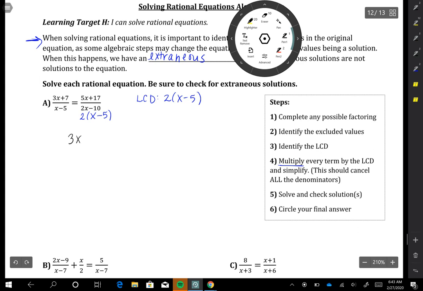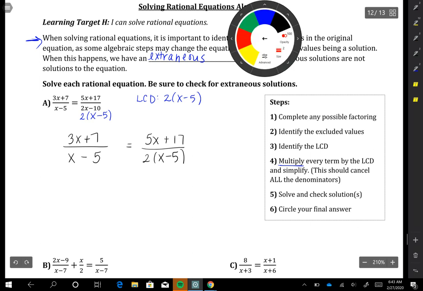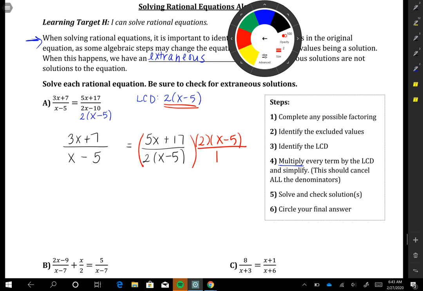I'm going to rewrite my equation down here so I have more room, and I'm going to write the denominator in factored form. The LCD, which we just talked about, is 2 times x minus 5. So I need to multiply every term times 2 times x minus 5, and that's just in the top. If it helps you to put a 1 underneath that, do that. On the left side, I'm going to do the same thing.